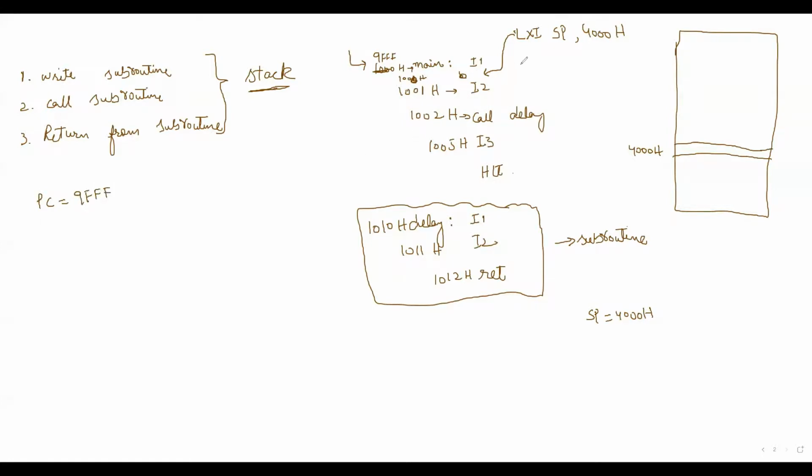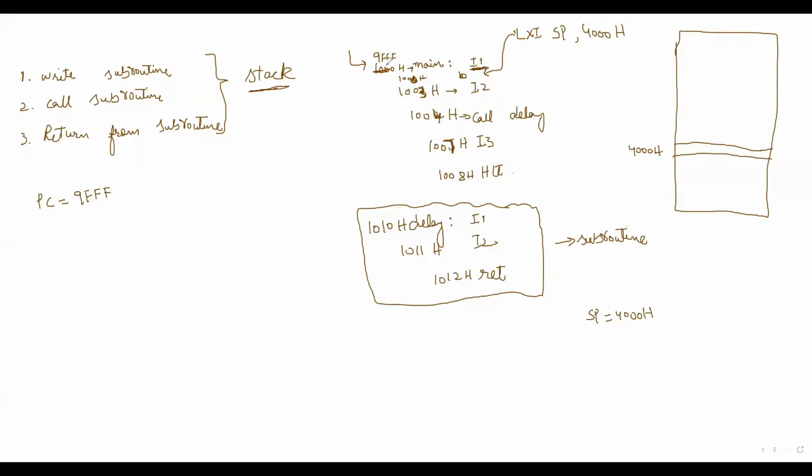Okay. So you have to remember this is a 3-byte instruction. So if it is 1000, next one will be 1003. This will be 1004. This will be 1007. Okay. This is 1008. PC is 9. So it is executing this instruction, I1.